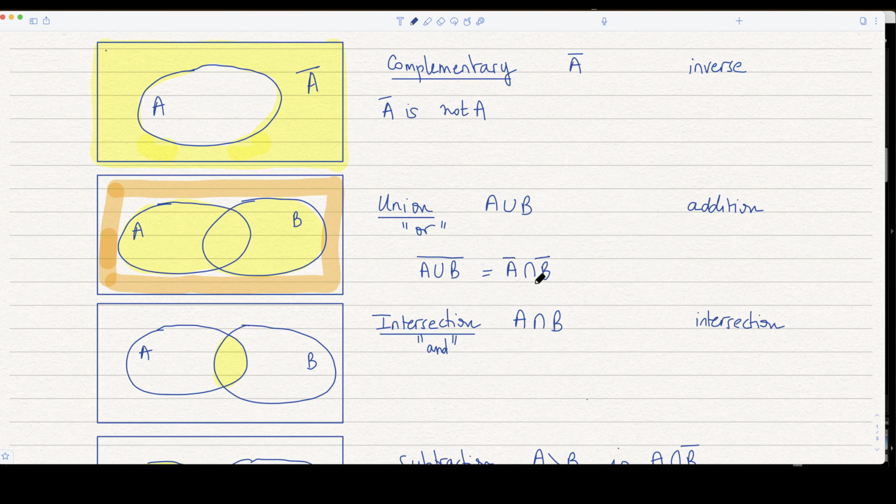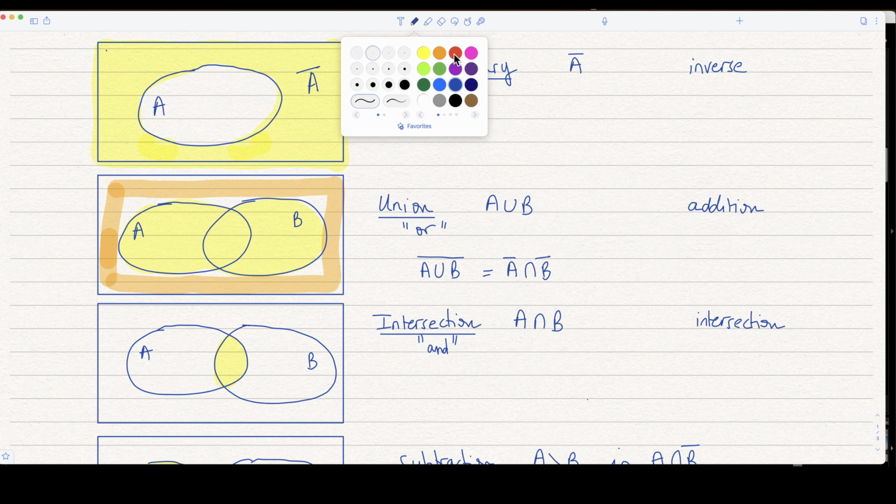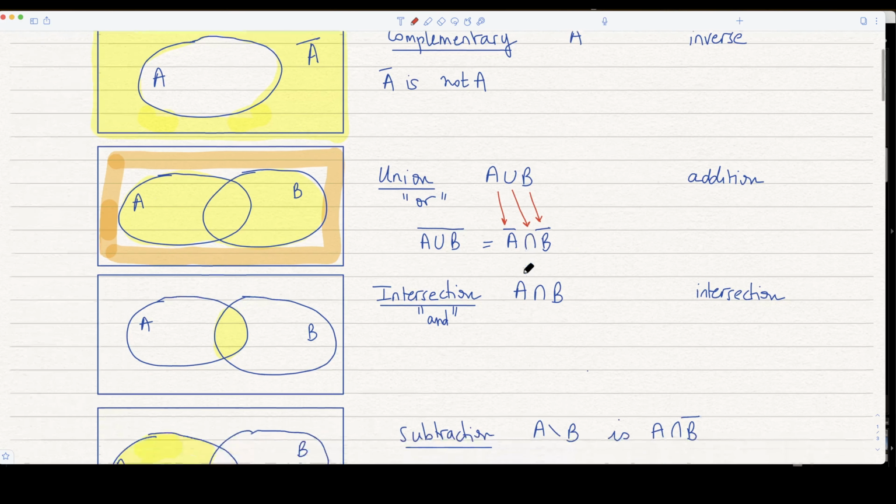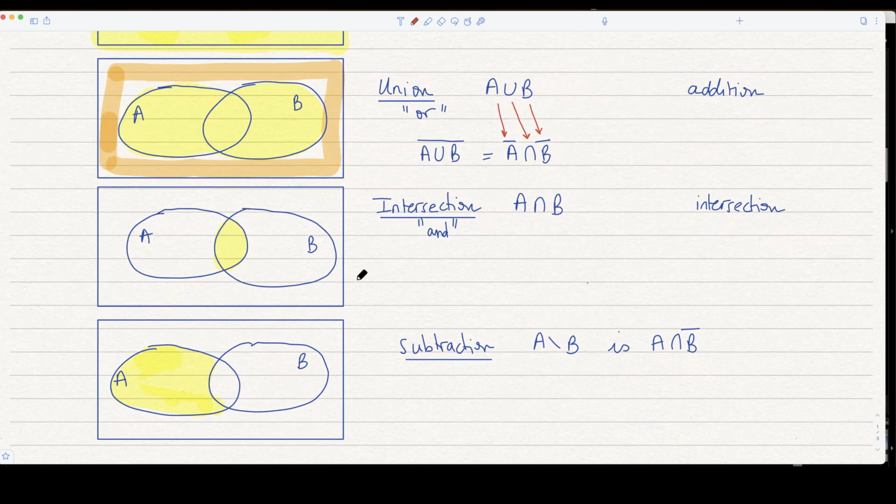So if you want to invert a union, then the union becomes an intersection. Just change the sign: A becomes A bar, B becomes B bar, and then you've inverted your mask, you've inverted your selection. Now, let's have a look at the intersection.